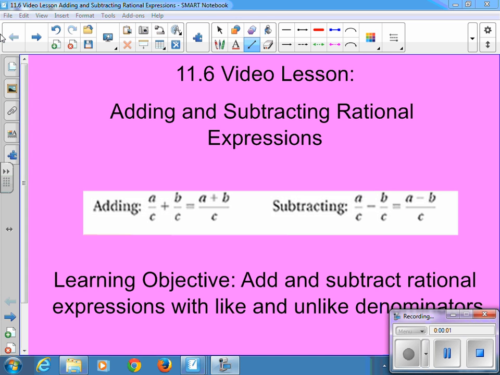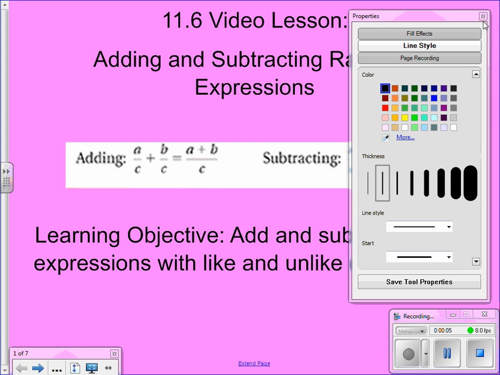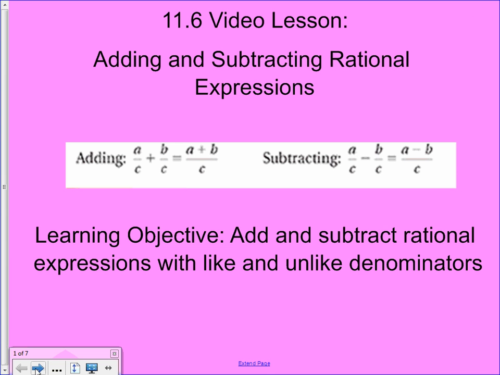Welcome to video lesson 11.6 on adding and subtracting rational expressions. Okay, we're going to learn how to add and subtract rational expressions that have like and also unlike denominators.